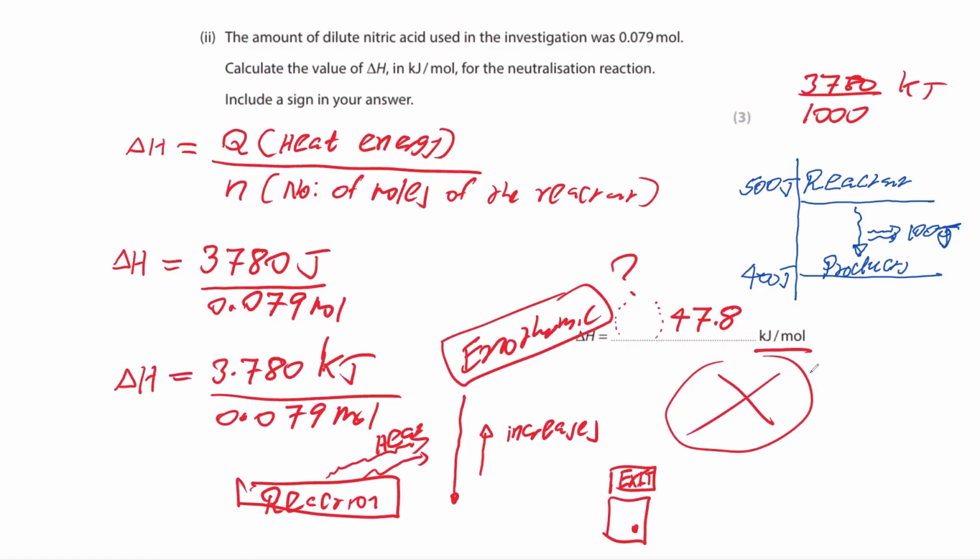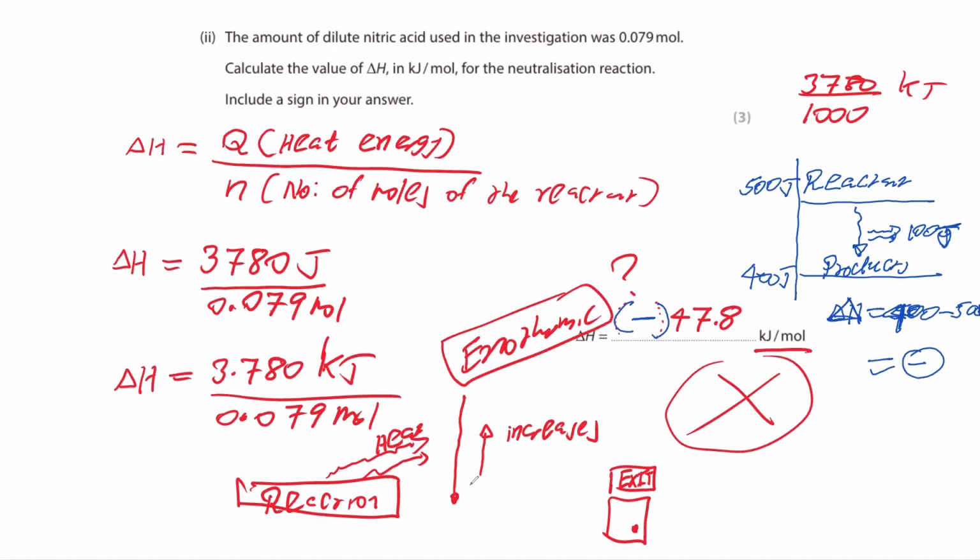So how do we find the change? Always remember, when you are finding a change, delta, change is always final minus initial. Final, the products, is 400. Initial, the reactants, is 500. So you are subtracting a larger value from a smaller value. Small value minus big value, your answer will be negative. So if you want to tell it's an exothermic reaction, it's minus 47.8.